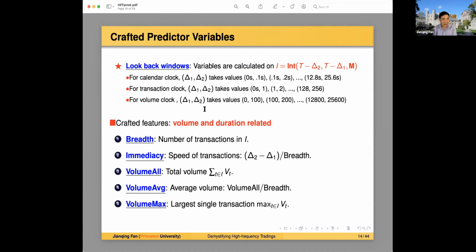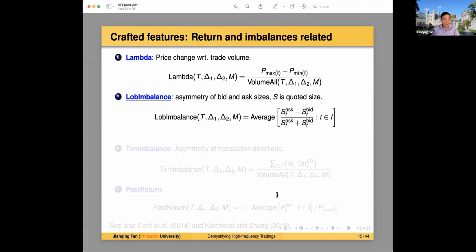Now here are our crafted features. Each of those has a more precise definition, but here I just give you the idea. We use breadth, defined as the number of transactions in a given time interval, and the speed of transaction, which is the time it takes to complete this many transactions. All those are related to intensity. This is the total volume traded in that interval, this is the average volume traded in that time interval, and this is the maximum volume traded in the interval, just to capture some kind of block trading.